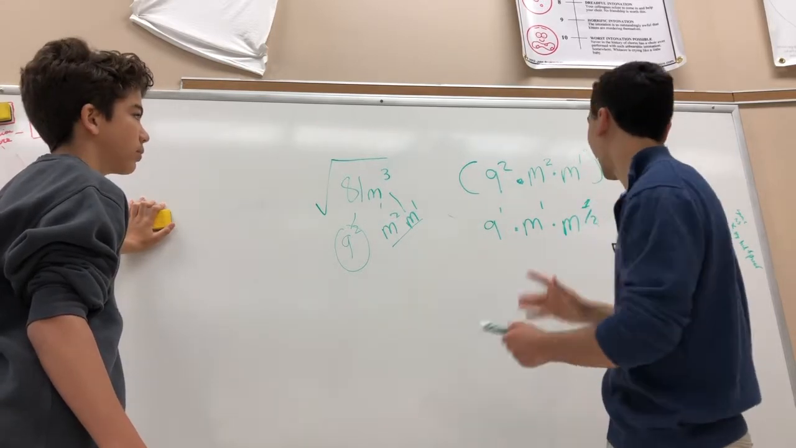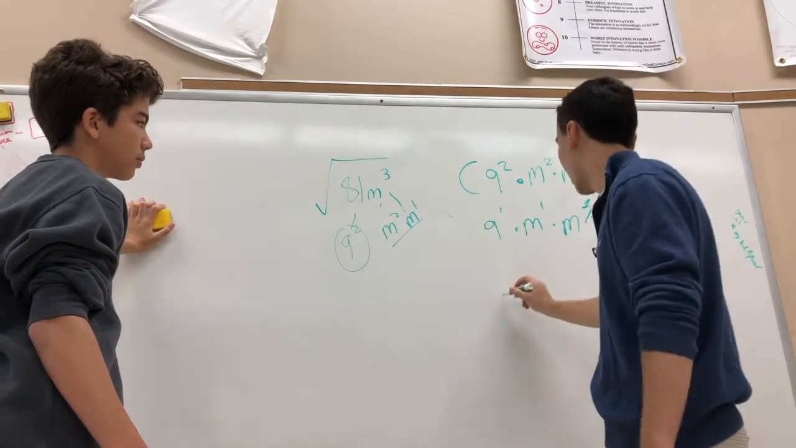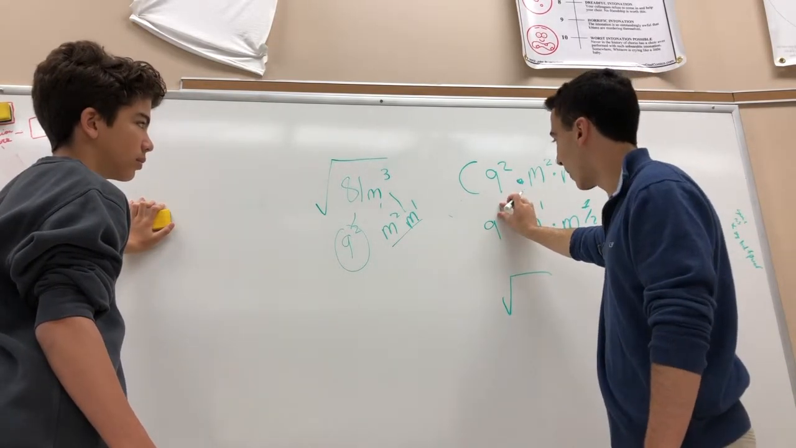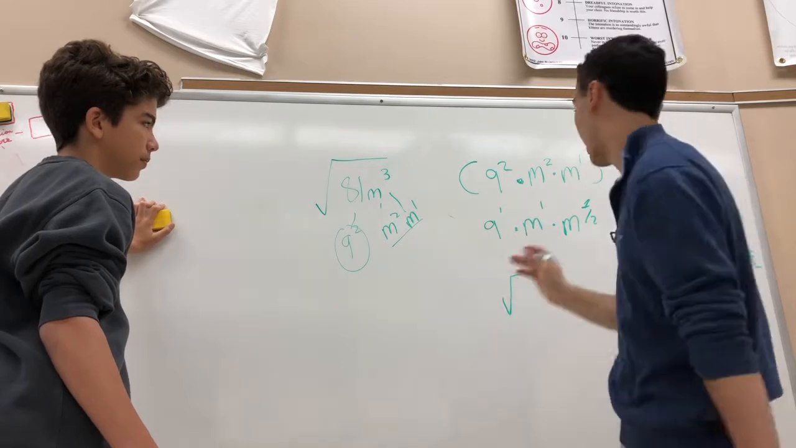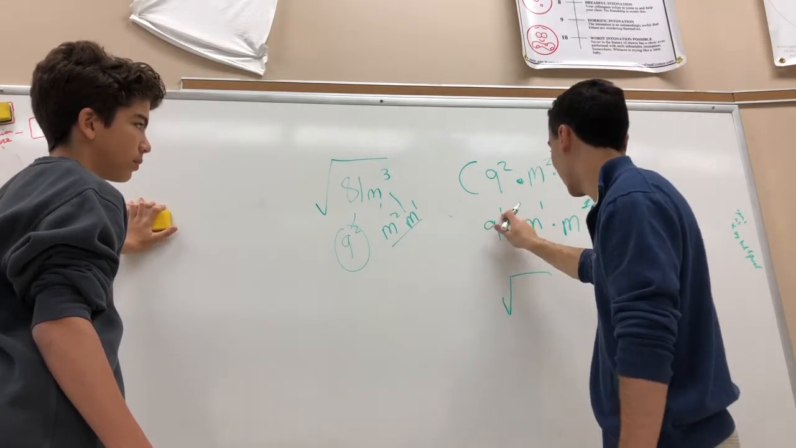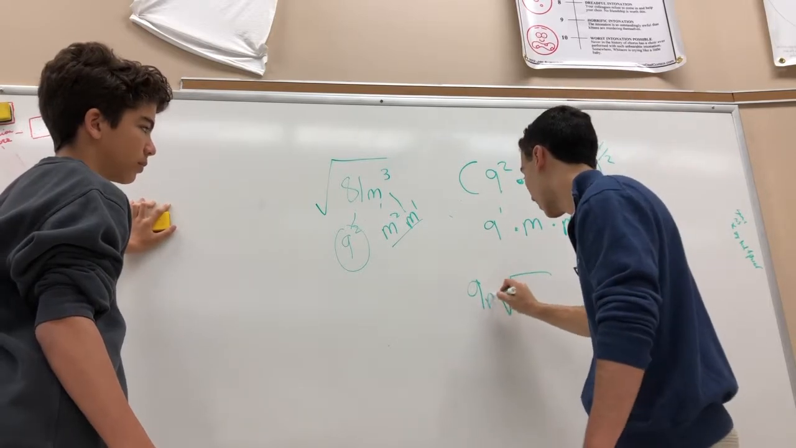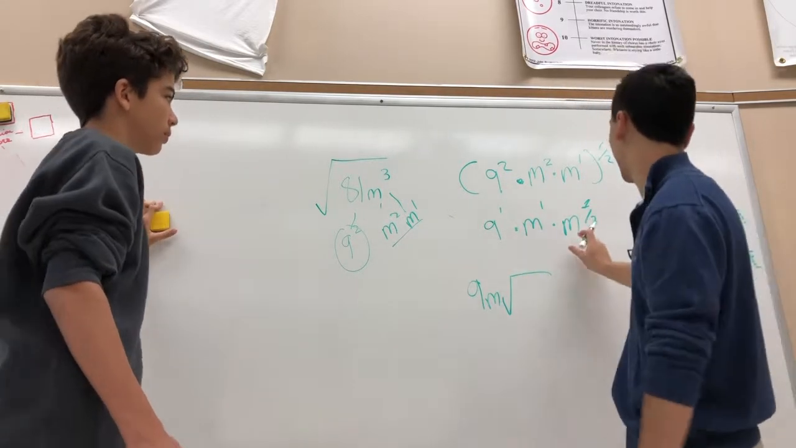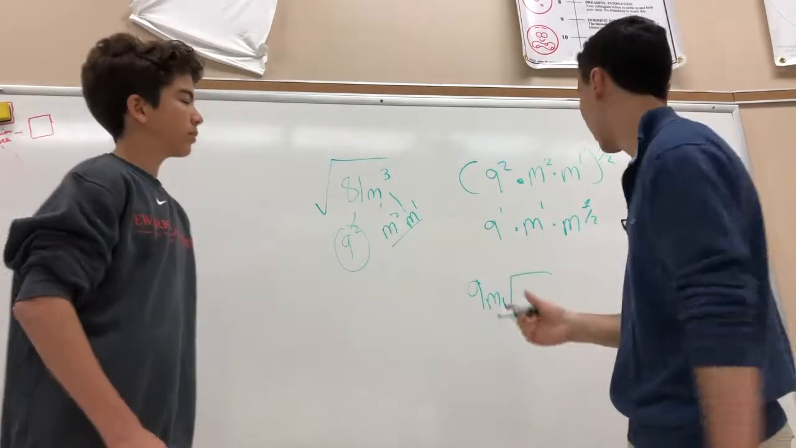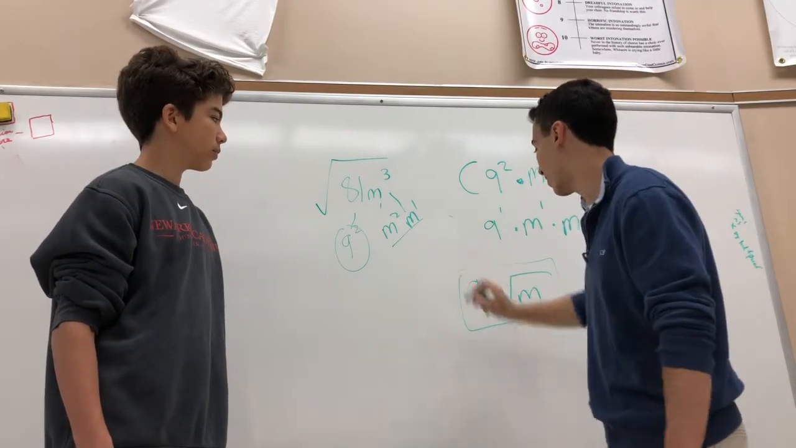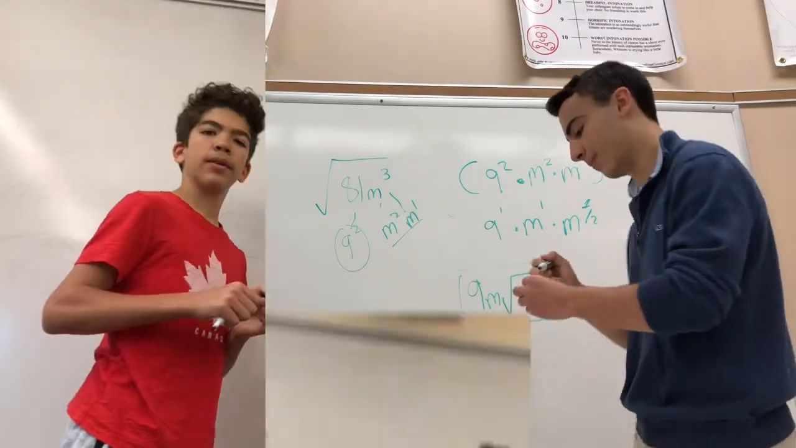After you do this, you want the terms with the power of 1 to be on the outside. So 9 and m have the power of 1, so you'll have 9m here. And with m to the half, you want the ones with the half to be on the inside. And this is your final answer, fully simplified.